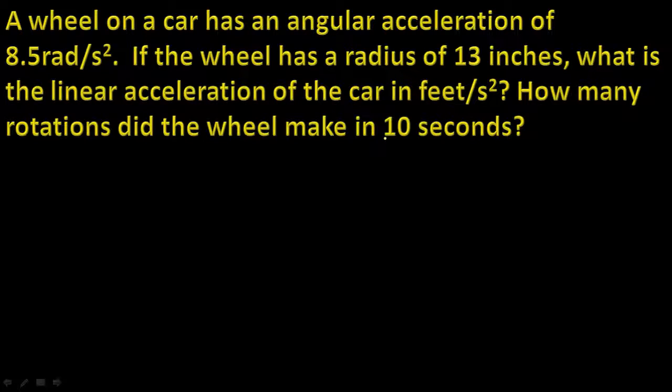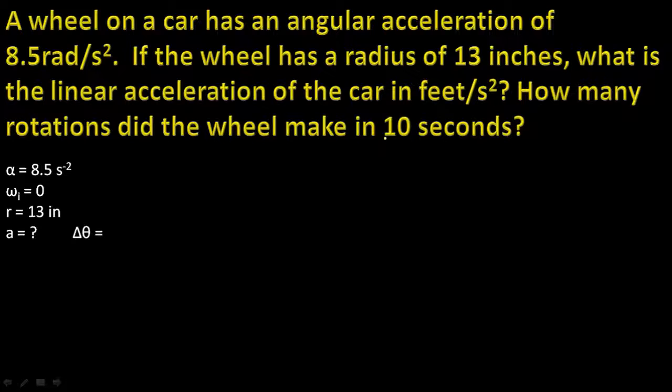So let's try a little problem here. A wheel on a car has an angular acceleration of 8.5 radians per second squared. If the wheel has a radius of 13 inches, what is the linear acceleration of the car in feet per second squared? That's our first question. And then how many rotations did the wheel make in 10 seconds? Let's take a look at all of that.